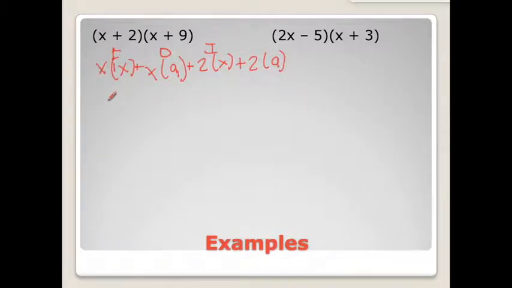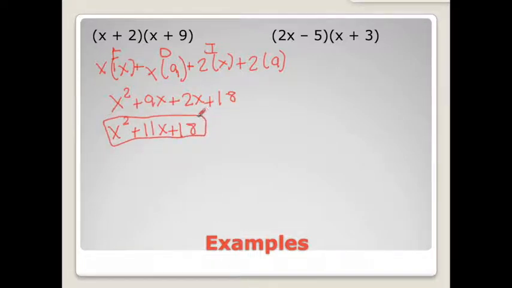Okay, so x times x becomes x squared. X times 9 becomes 9x. 2 times x becomes 2x, and 2 times 9 becomes 18. So we need to now combine like terms. X squared does not have a like term, so that remains. 9x plus 2x is 11x, and then our 18. So our final answer is x squared plus 11x plus 18.